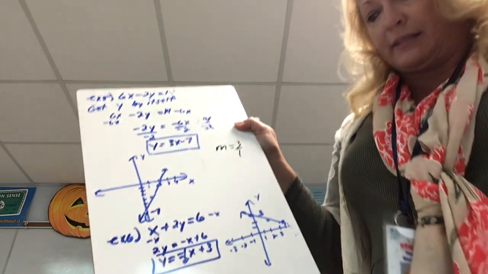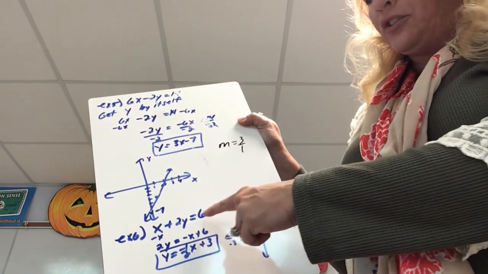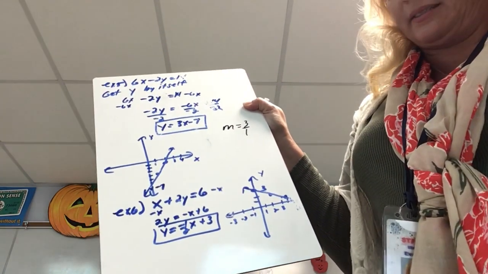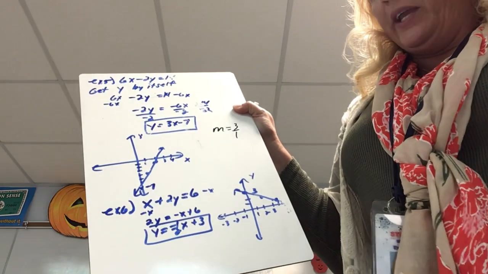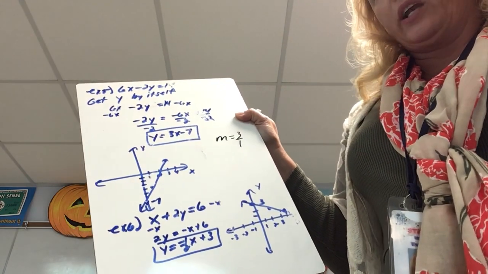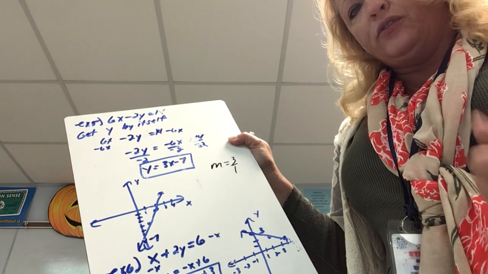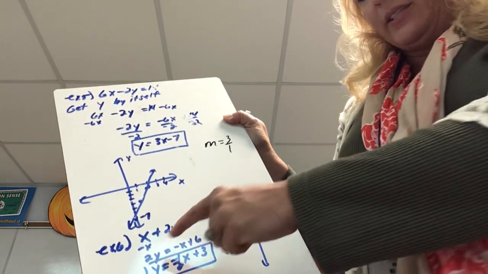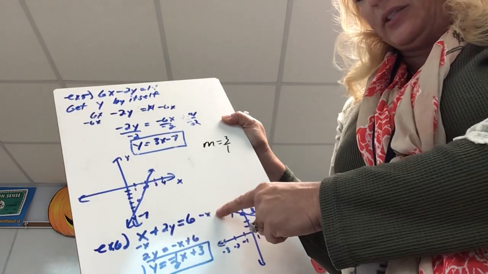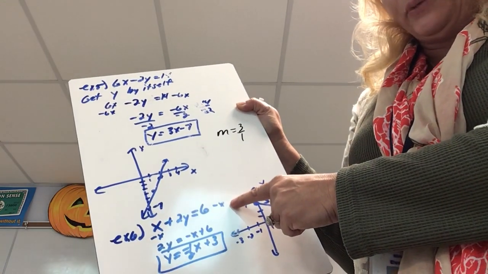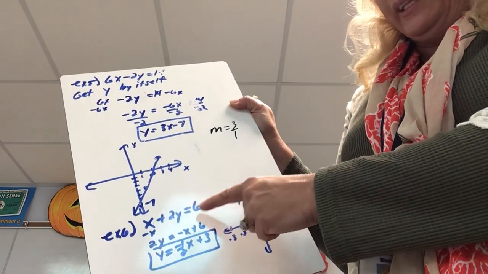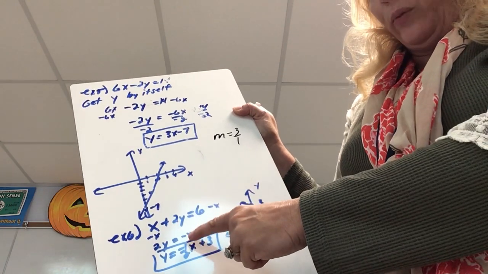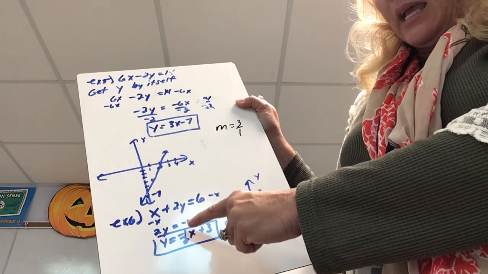Okay, I am changing number 6. I have made it x plus 2y equals 6. We are going to do the same thing here. We're going to get y by itself and use the y-intercept and the slope to graph. So the first thing I'm going to do is subtract x from both sides.